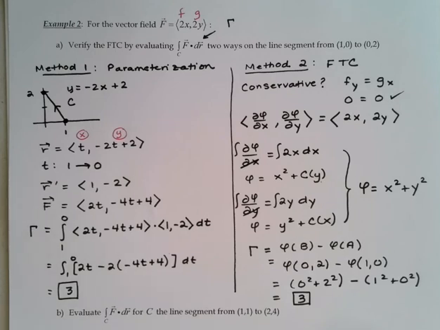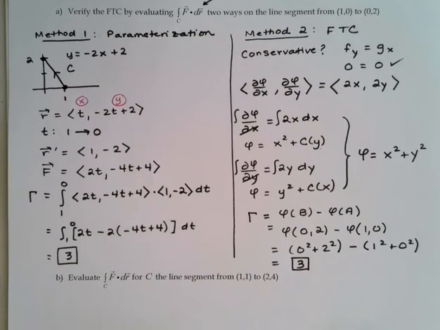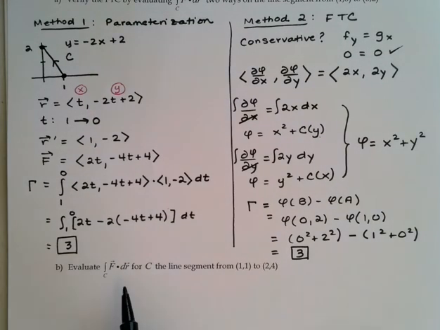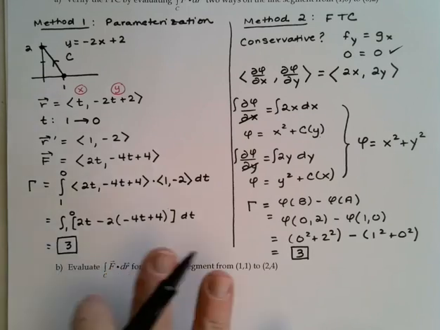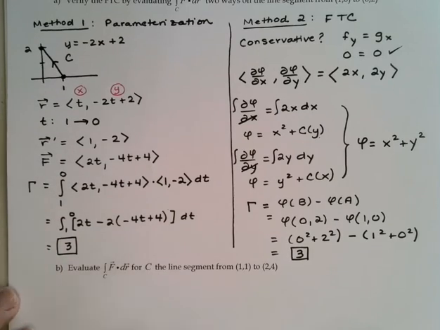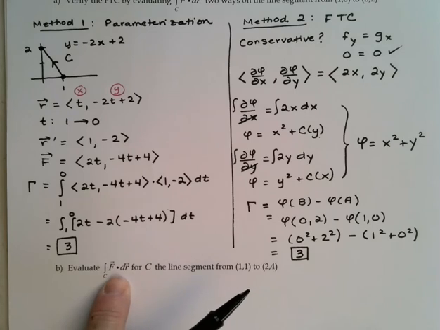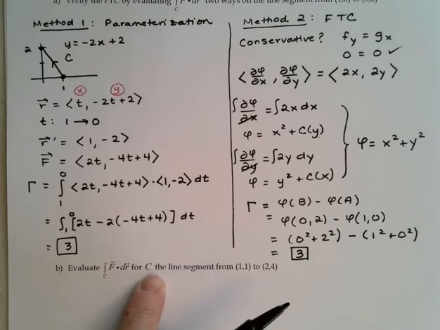All right, so here are some nice situations. Let's suppose I'm not going to change the vector field at all. I'm going to stick with this vector field 2x, 2y. And I'm still wanting a circulation integral. But this time I'm just going to change the C. C is now the line segment from 1, 1 to 2, 4.